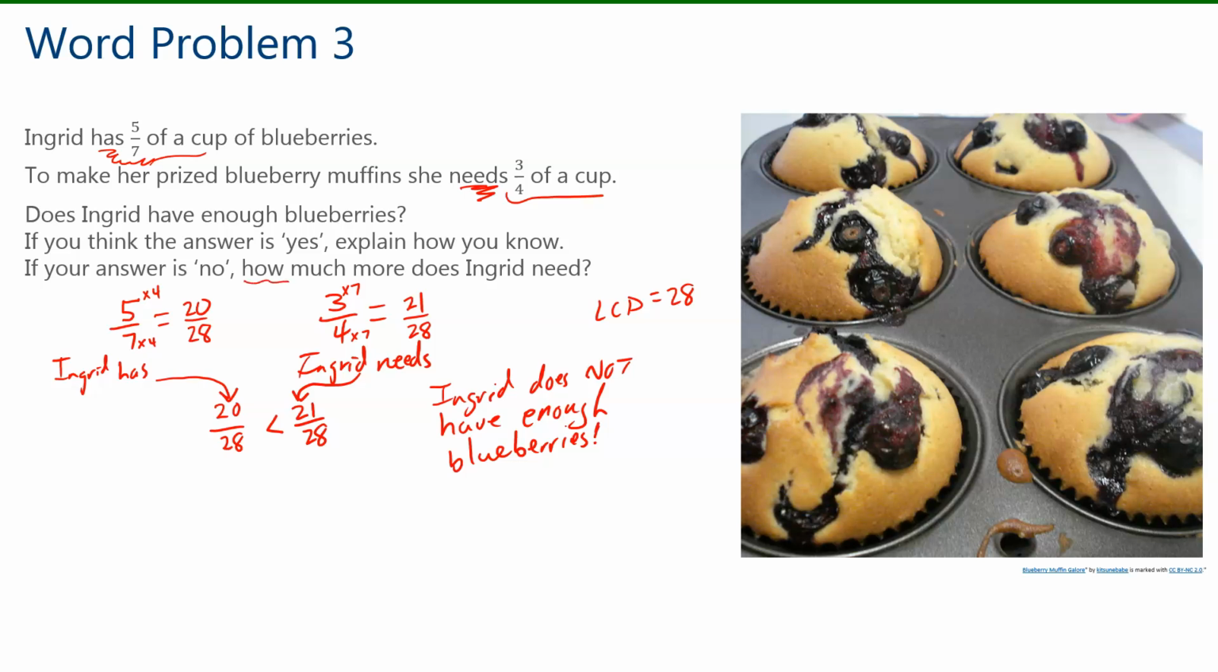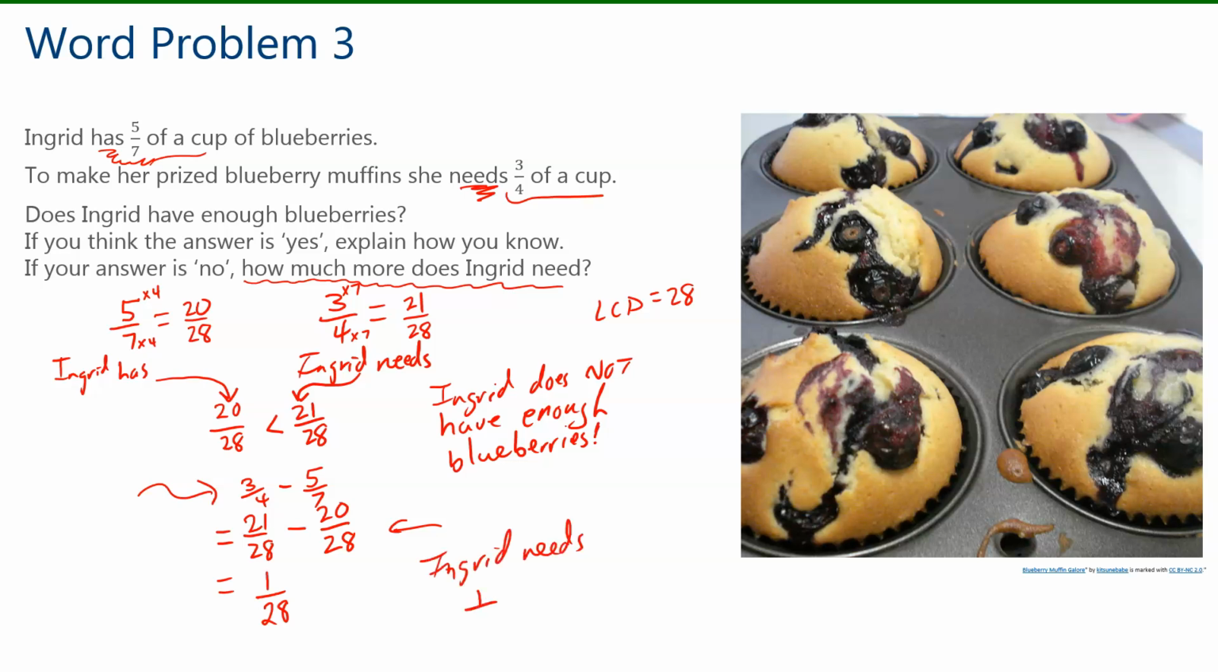The next part of this question then is, how much more does Ingrid need? What I'm going to do is take the 21 over 28, subtract the 20 over 28. Now, I could have started with 3/4, subtract 5/7. These were the two fractions that you were given, but I know I'm going to use those equivalent fractions to be able to subtract. They have the common denominator. And 21 over 28, subtract 20 over 28, gives me 1/28. So Ingrid needs 1/28 more of a cup.